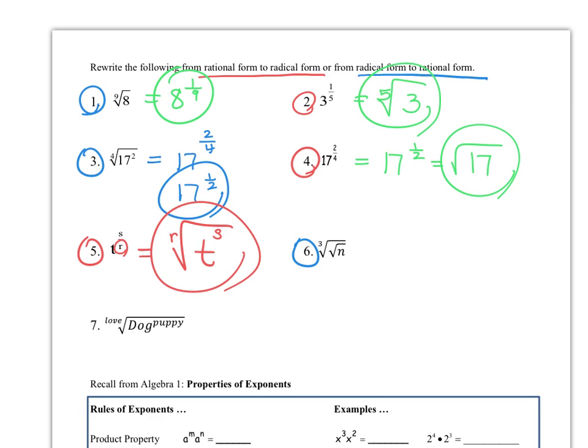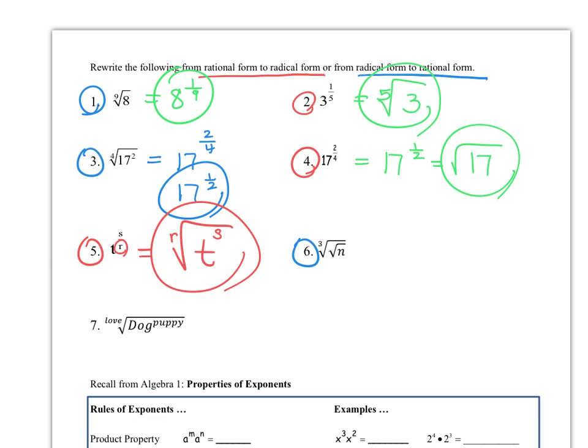Next one, you're going the other direction. So you're going from rational exponent form to radical form. So 5 is your index, and you just have the 5th root of 3. And then number 4 is actually the answer to number 3. So those just flip-flopped back and forth.